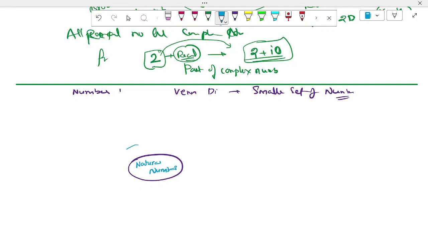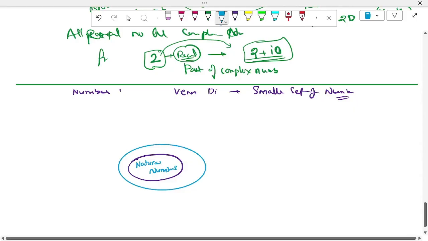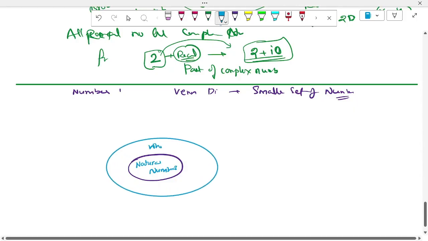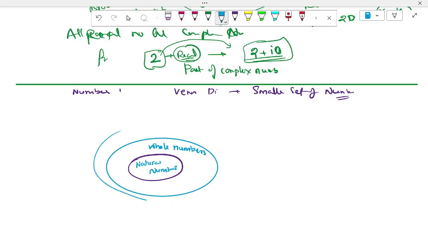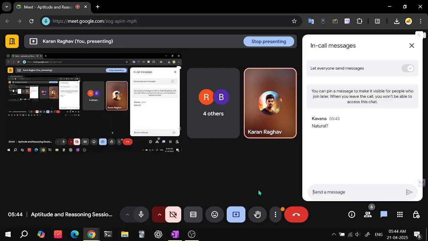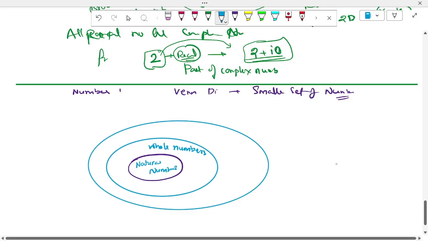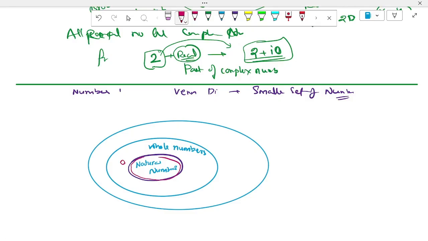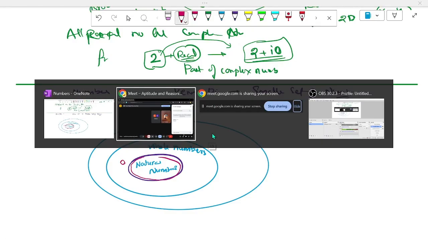Then if you include 0, it will become whole numbers. Then can you tell me what can be the next one? Yes, natural numbers, that is correct. What can I write here? Can you guess? See, natural numbers are actually part of whole numbers. In natural numbers, if you include 0, then it will become whole numbers. And what can I write here?